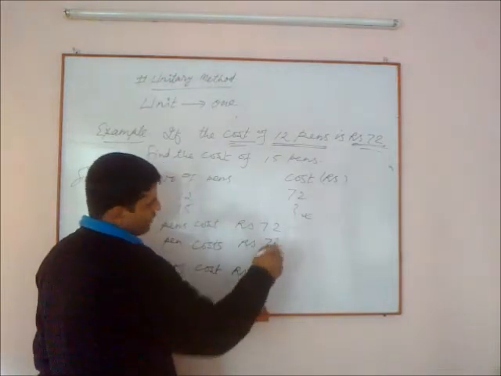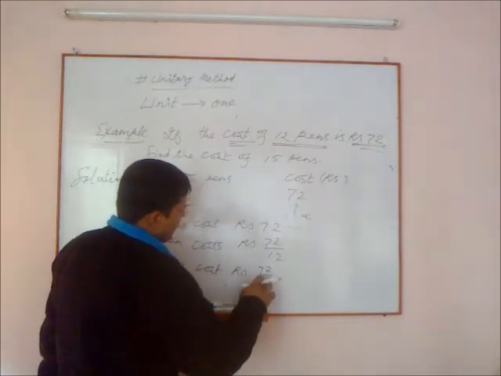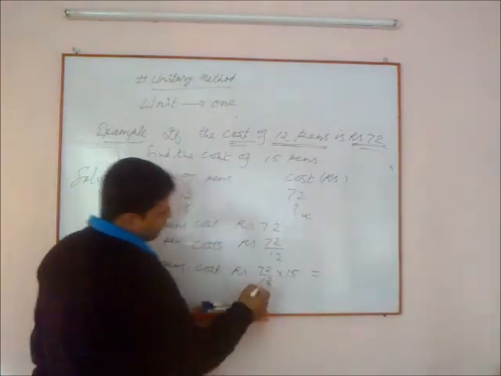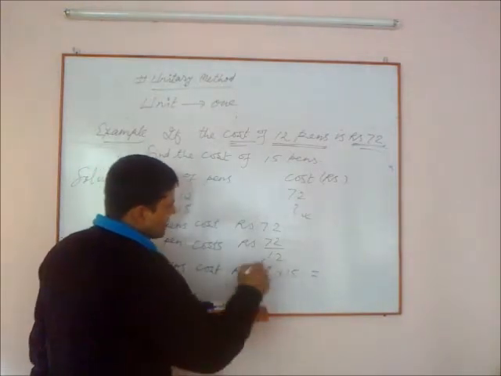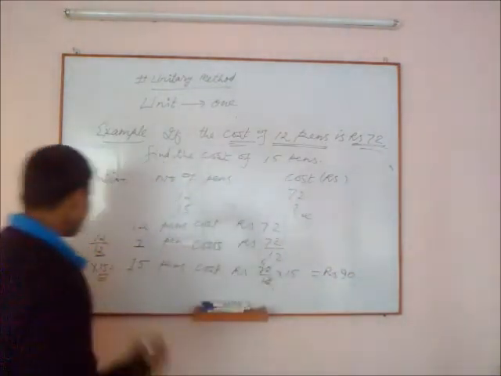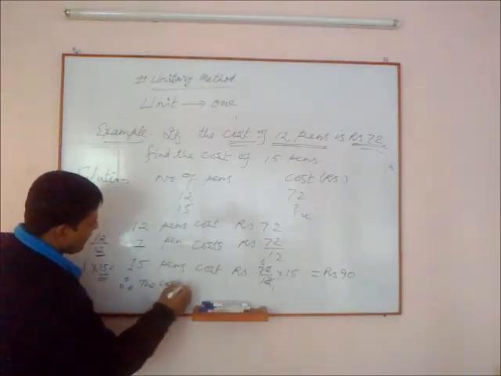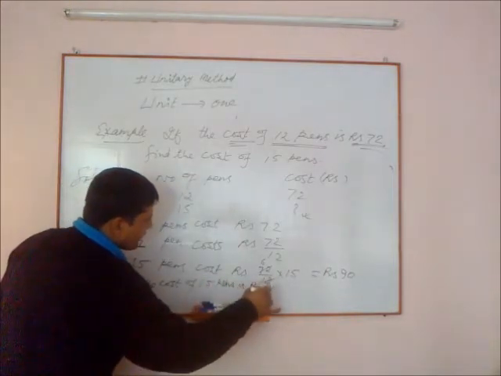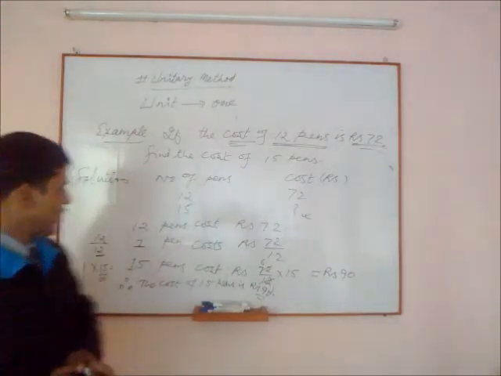We can cancel it here only or we can cancel in this step. 72 divided by 12 multiplied by 15 equals, 12 can cancel 72: 12 one times, 12 six times. Then 15 times 6 is 90, the unit is rupees, 90. Therefore, the cost of 15 pens is rupees 90. That's the answer. This is one way.